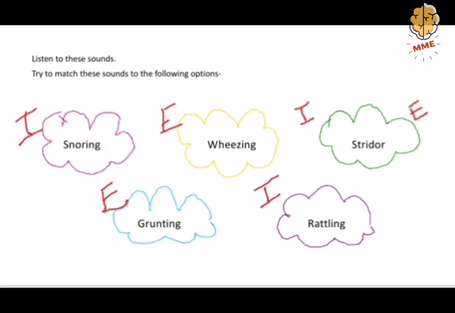Did you get that right? Let's move on to the next sound. Of course, that was snoring, and that is an inspiratory sound. Let's move on to our final two options and try to guess which one is stridor and which one is rattling.